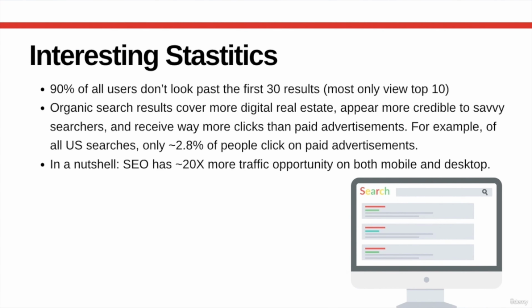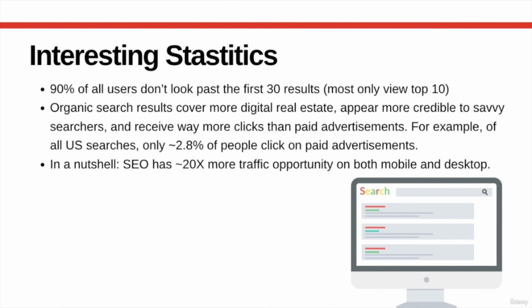90% of all users don't look past the first 30 results. Most only view the top 10. Organic search results cover more digital real estate, appear more credible to savvy searchers, and receive way more clicks than paid advertisements. For example, of all US searches, only 2.8% of people click on paid advertisements. In a nutshell, SEO has 20 times more traffic opportunity on both mobile and desktop.